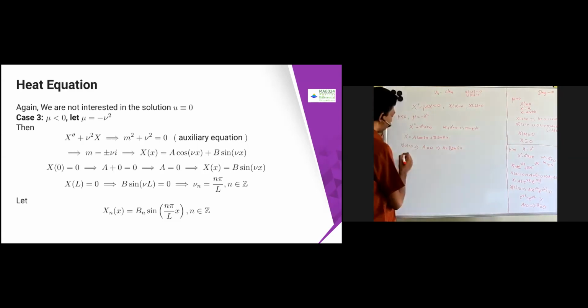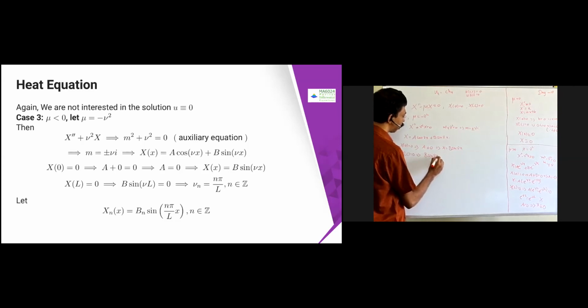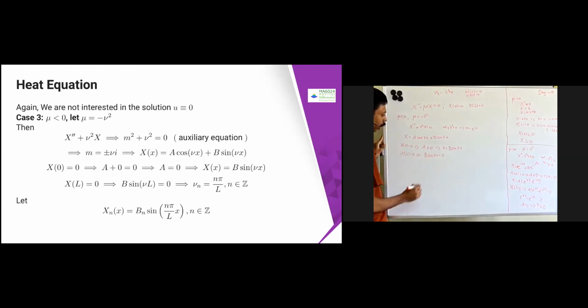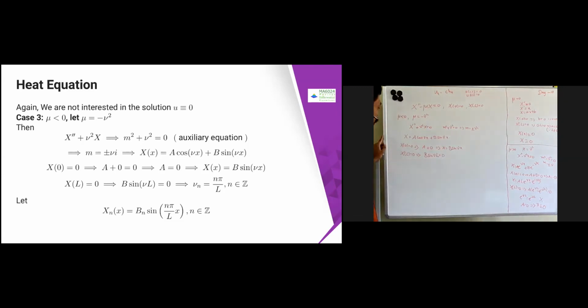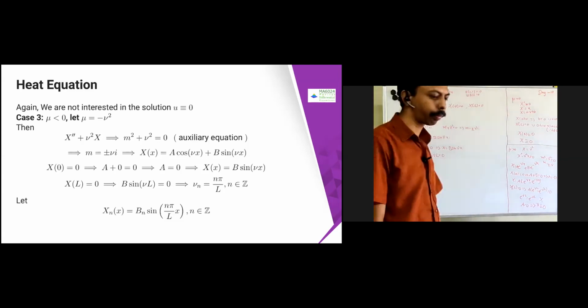Now apply x of L equal to 0. If I apply x of L equal to 0, this is going to become b sin mu L equal to 0. So when b sin mu L is becoming 0, what are the possibilities?